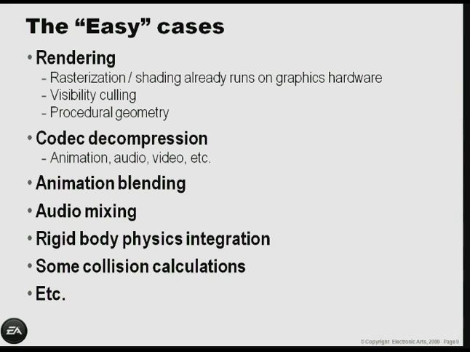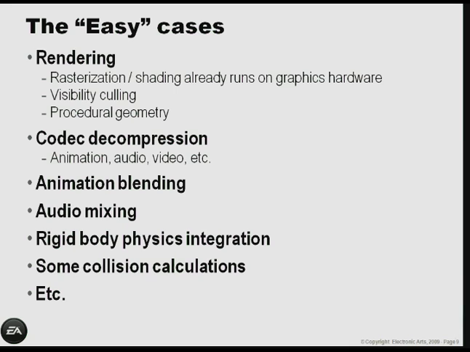So what are some easy cases? There are some obvious easy cases. We already do rasterization and shading on graphics hardware. Obviously, that runs in parallel today. There are other things in rendering, like visibility culling or procedural geometry, that we've got a pretty good handle on how to do. We just don't do it because the programming cost is too high right now. There's also a lot of stuff in codec decompression, and also compression, around animation, audio, video codecs, and other types of compressed data.